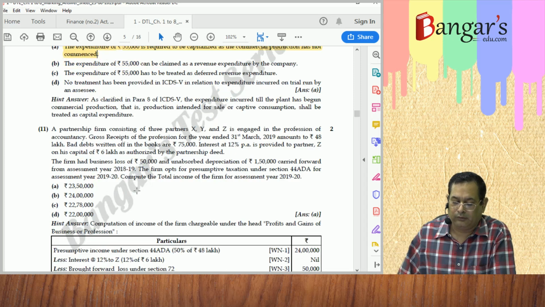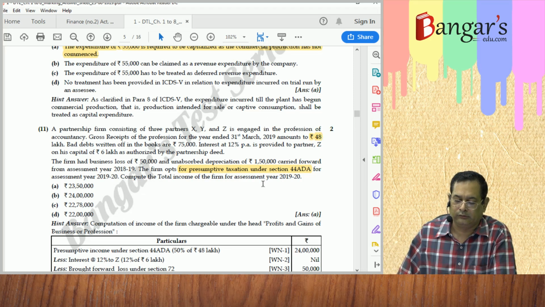The next is relating to what? We have to compute presumptive income under 44ADA. As you're aware, in case you're going for 44ADA and you have to compute the presumptive income, 50% of the profits will be regarded as presumptive income provided your professional receipts do not exceed rupees 50 lakhs. So here the professional receipts is rupees 48 lakhs. So 50% of rupees 48 lakhs will be 24 lakh.